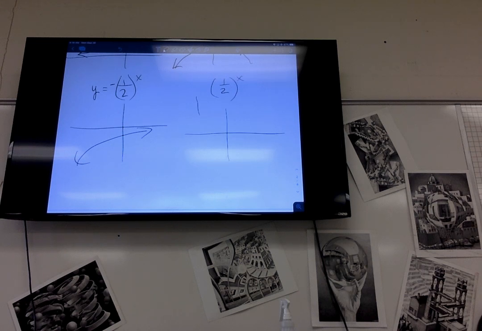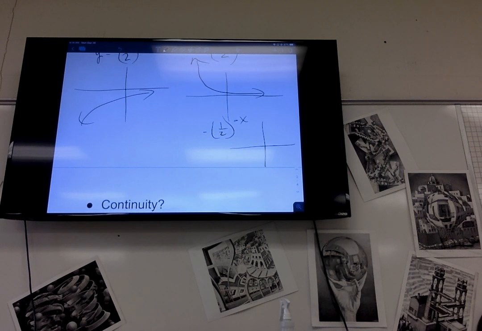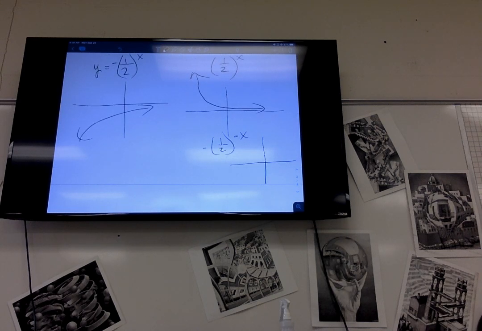Decay functions are usually between 0 and 1. They can either have 2 reflections or no reflections, looking like this. Or if I had 2 reflections, it would look that way, flipped that way, so this way. Still starting up high and going down low.